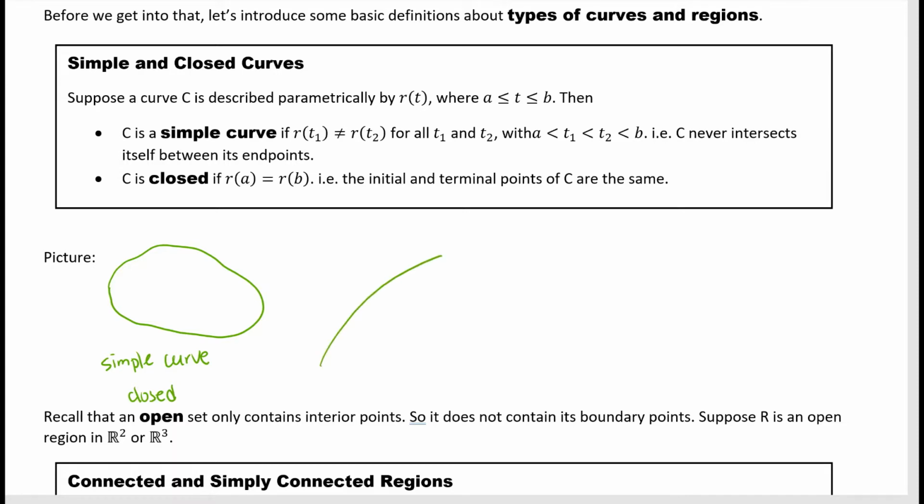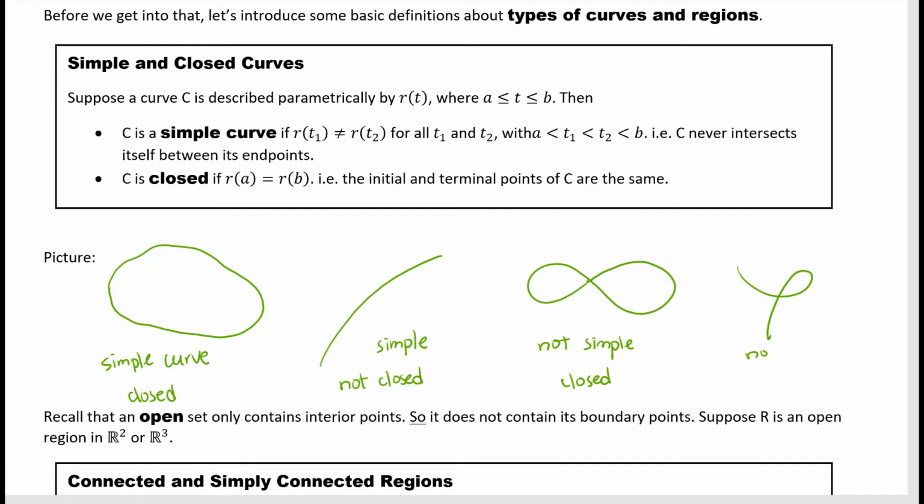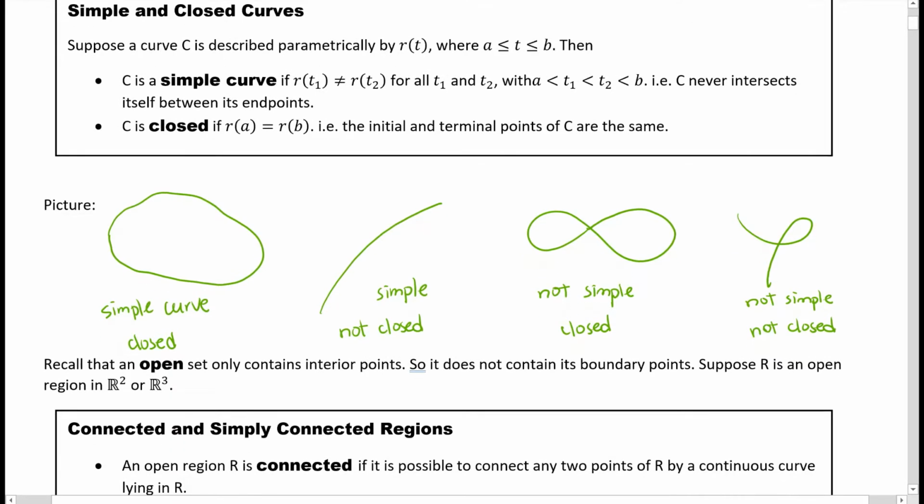Next. This one, is it simple? Yes, it's simple. But is it closed? No, this is not closed. How about this one? Is it simple? Not simple. Is it closed? Yes, it is closed. How about this one? Is it simple? Not simple. Is it closed? Not closed. So far so good, everybody? Okay, now here are the definitions about simple and closed curves.